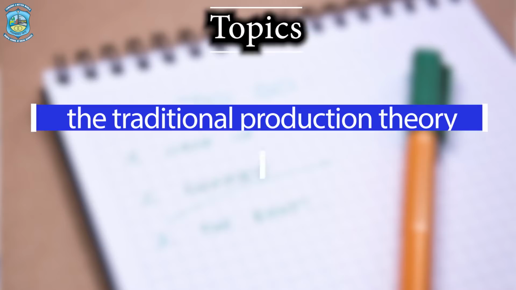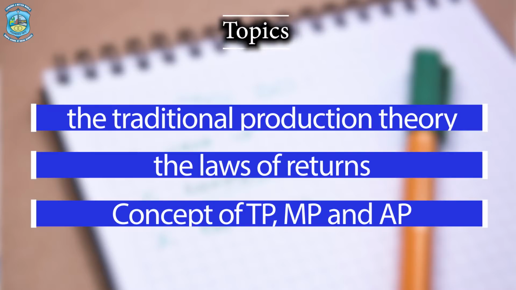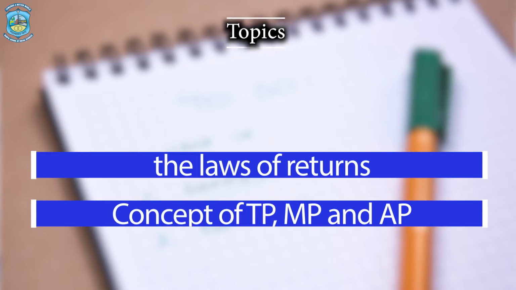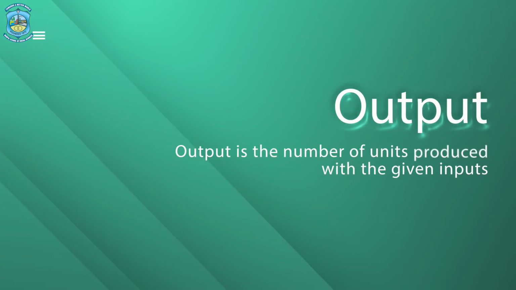In this module, we are going to deal with the traditional production theory, the laws of return, that is, the types of production function, and lastly, we are going to deal with the concept of total product, marginal product and average product. Like we have already taken up in the introductory part, output is the term which means the total units of product produced with the help of inputs.